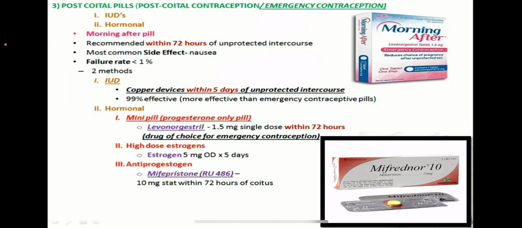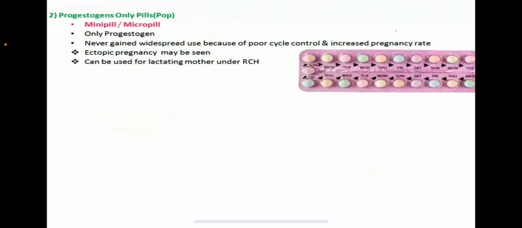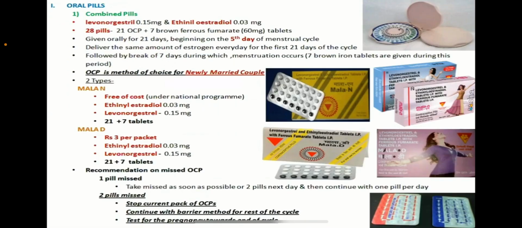Which is the drug of choice for emergency contraception? The mini pill, the progesterone only pill. The drug of choice is levonorgestrel 1.5 mg, a single dose within 72 hours of unprotected sexual intercourse. Which is the best method of choice for a newly married couple? Oral contraceptive pills are the best choice for newly married couples.